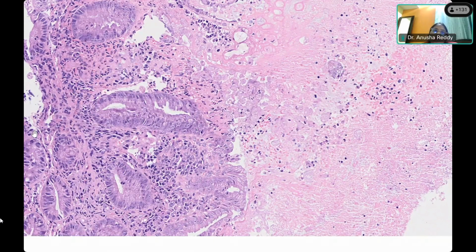Trophozoites of Entamoeba histolytica. You saw it earlier, or you're seeing it now? Earlier. Okay, be honest. Okay. So now these are trophozoites of Entamoeba histolytica. Correct? Yes, ma'am. Anything else?